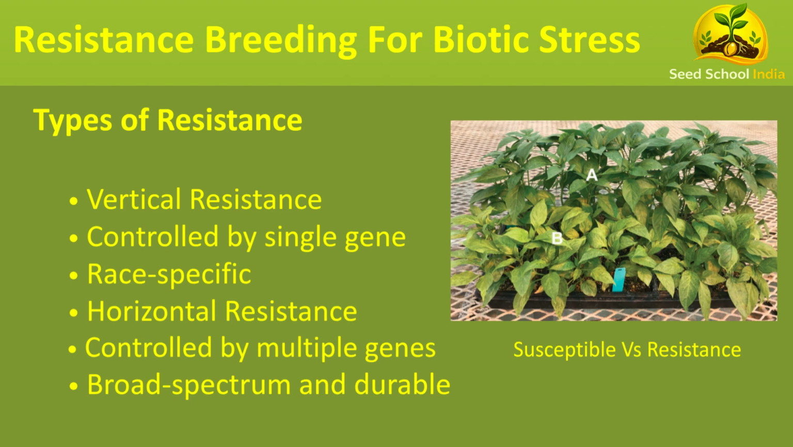There are two main types of resistance, vertical and horizontal resistance. Vertical resistance is controlled by a single gene and is usually effective against specific races of a pathogen. However, it can break down quickly when new pathogen strains evolve. On the other hand, horizontal resistance is controlled by multiple genes. It provides broad spectrum and more durable resistance, but is usually partial. Plant breeders often aim to combine both types to achieve effective and long lasting resistance.